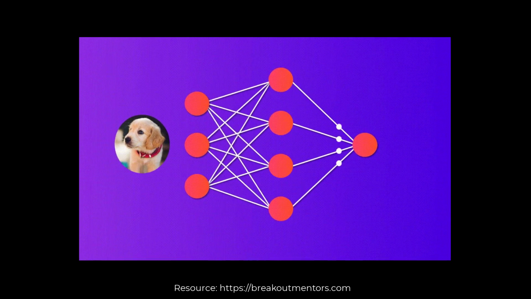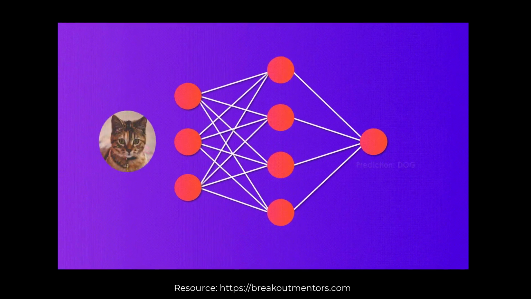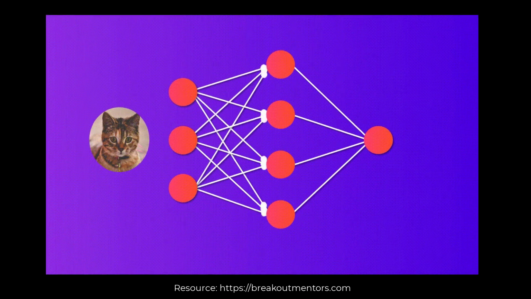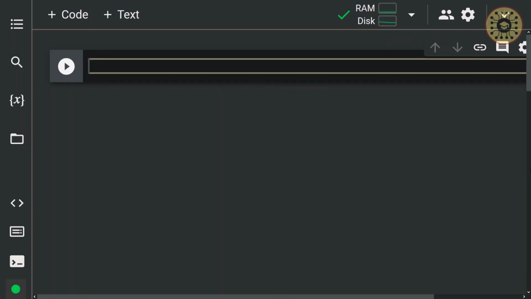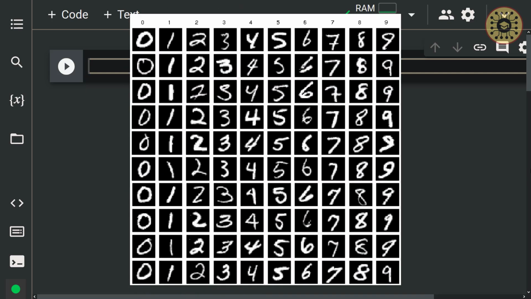Guys, you want to create the best model, but building deep learning models has many challenges. In this video, we'll train a deep learning model and discuss how to improve the model's performance with normalization and standardization. Let's use the MNIST dataset to demonstrate this. The MNIST dataset consists of images of 28 by 28 numbers.